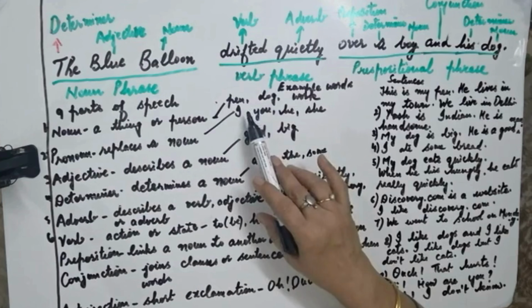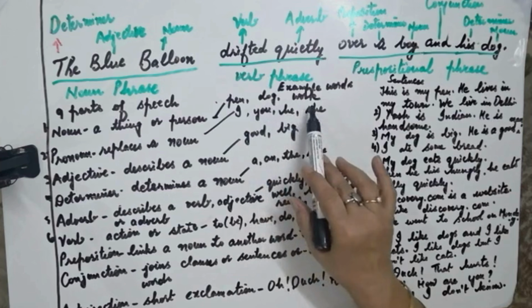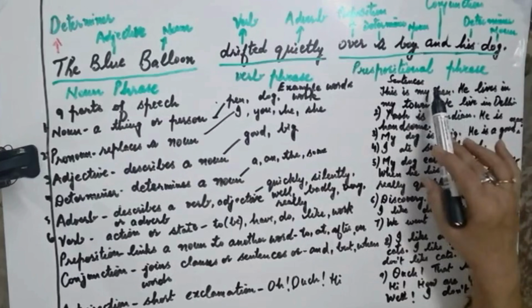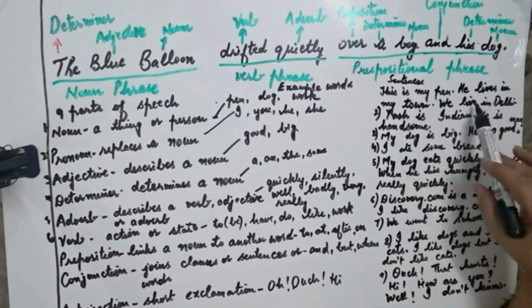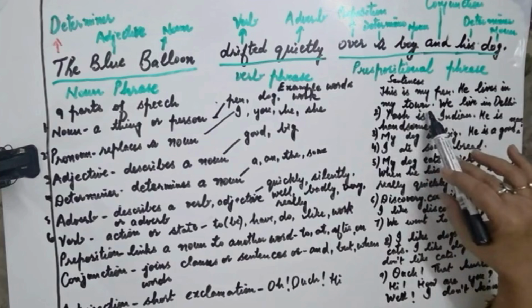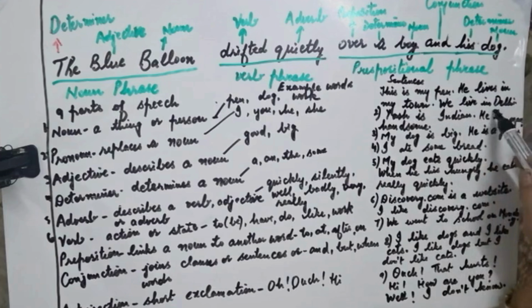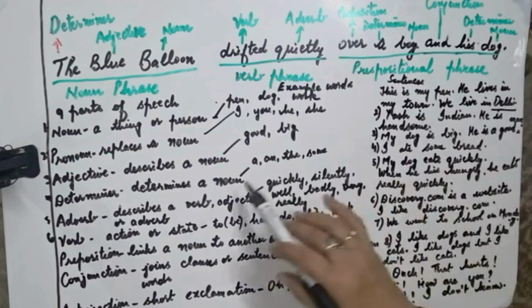If you speak about noun, it's the name of a thing or a person. Example words are pen, dog, work. Example sentences are: This is my pen. Here pen is a noun. He lives in my town. Town is a common noun. We live in Delhi. Delhi is a proper noun.